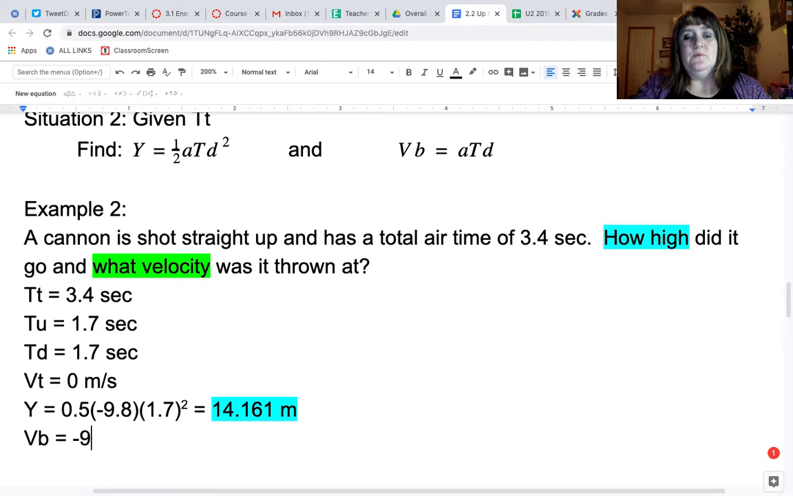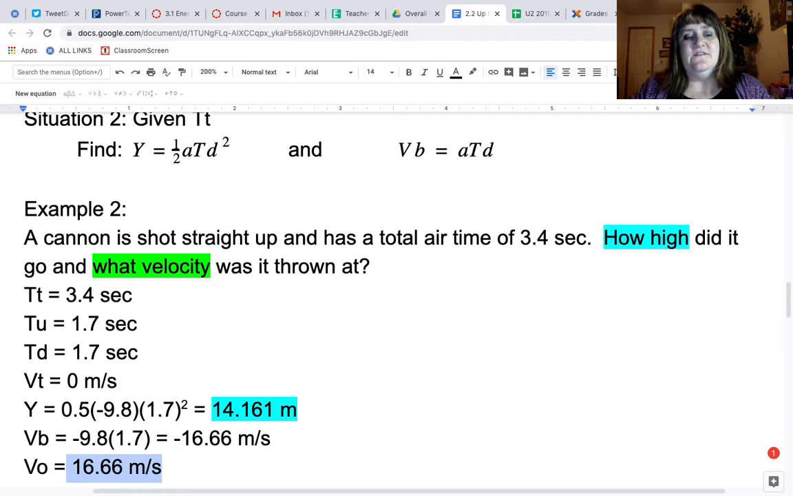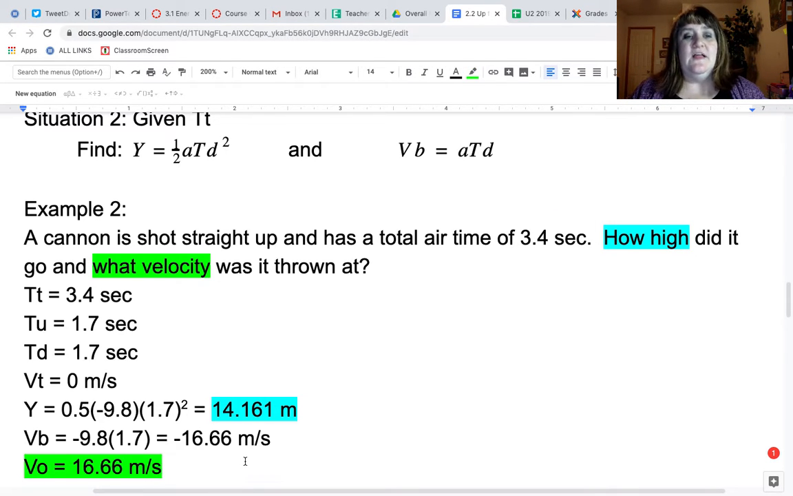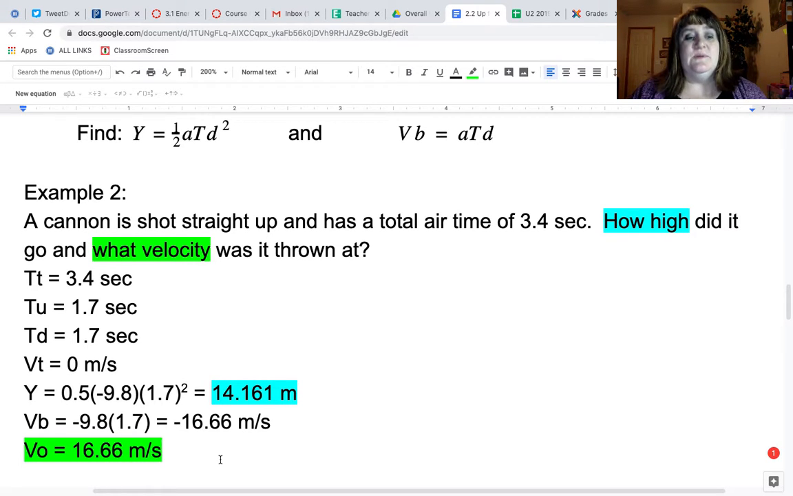Then we can find velocity at the bottom. Now, velocity at the bottom will be a negative 9.8 times that time down, right? 1.7. And that will be a negative 9.8 times 1.7, which should be a negative 16.66 meters per second. Now, that's the velocity at the bottom, okay? So that means that the initial velocity would be a positive 16.66 meters per second. And that's the velocity that we actually want in our question, meaning what velocity was it thrown at is going to be that positive 16.66 meters per second.